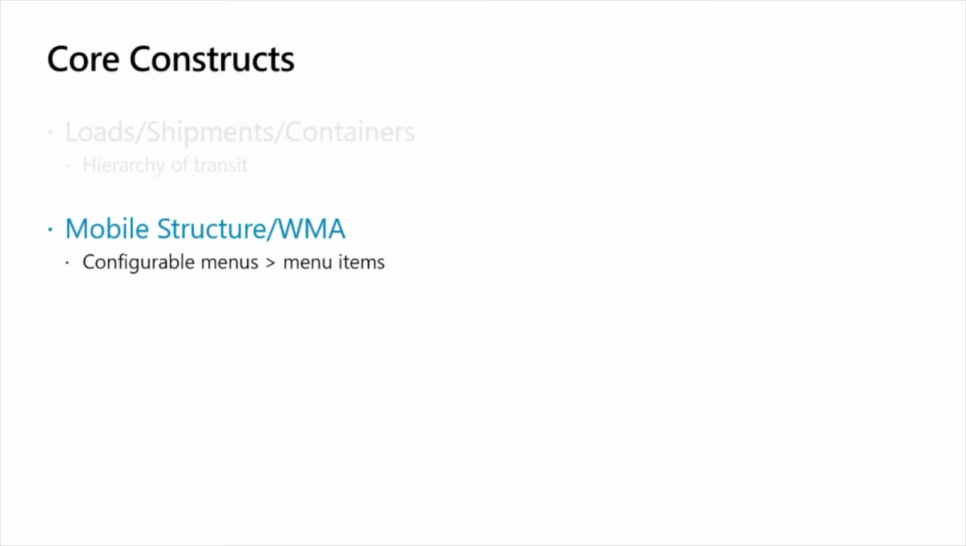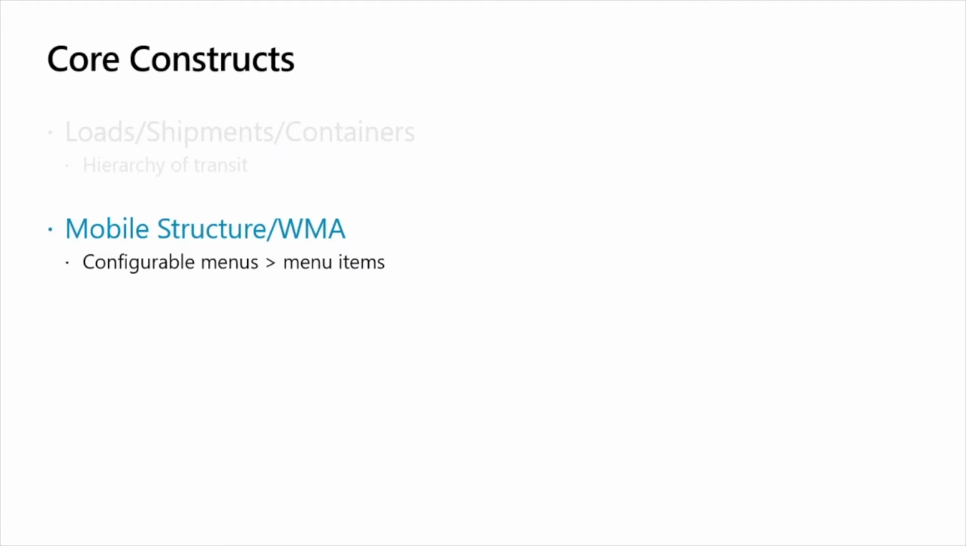So that's all of our terms. Let's move to our core constructs. The first one we just spent a bit of time talking about, the loads, shipments, and containers. So we defined those terms, and really what those altogether comprise is our hierarchy of transit. There's a graphic that represents that here on the next slide, so I'll describe that in a little bit more detail.